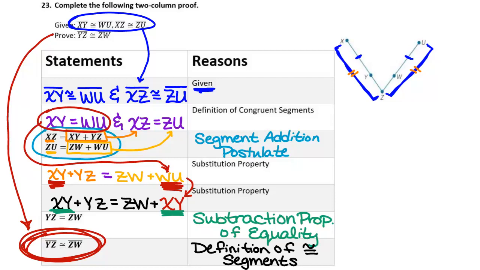Nicely done. What else would we like to look at? Yes. Number 21? Absolutely.